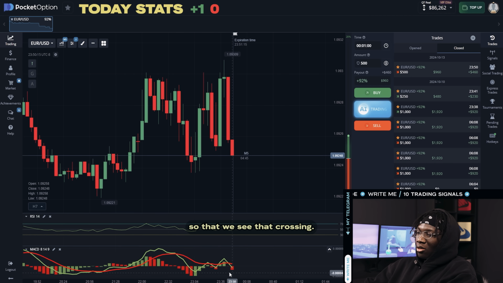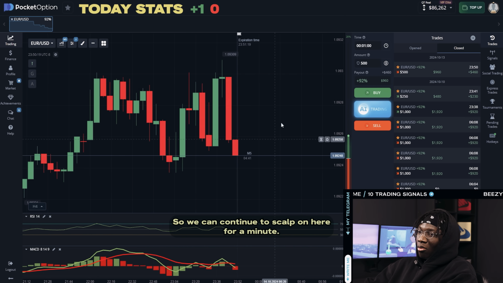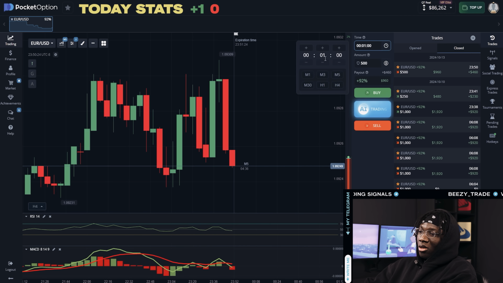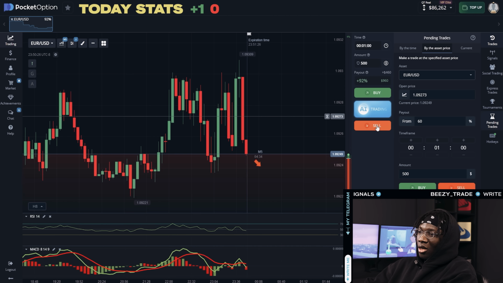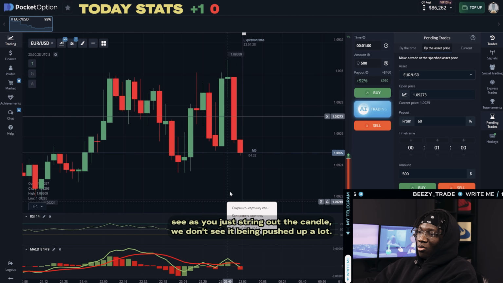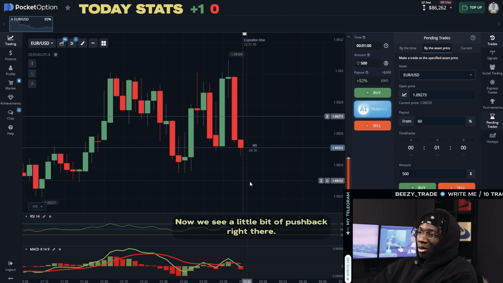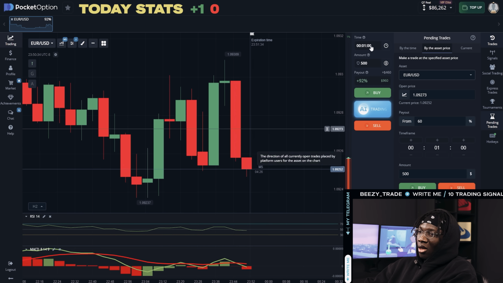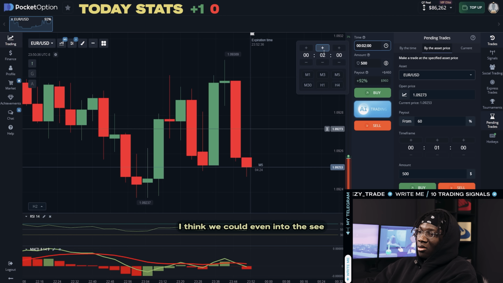So now we see that crossing, but we still see that being pushed down. So we can continue to scalp on here for a minute. We could even go lower if we're trying to be quick. And you can see, just straight off the candle, we don't see it being pushed up a lot. Now we see a little bit of pushback right there. I think we could even enter.